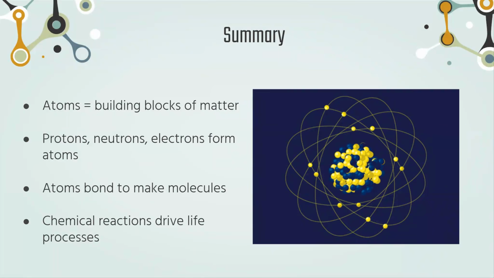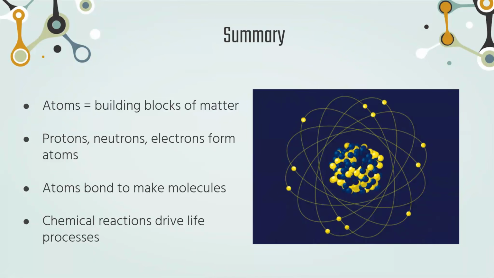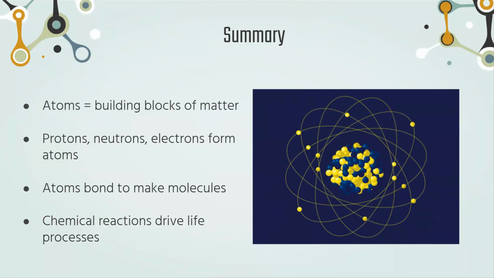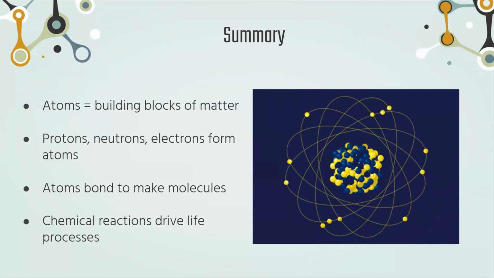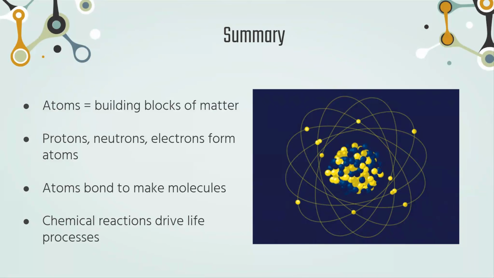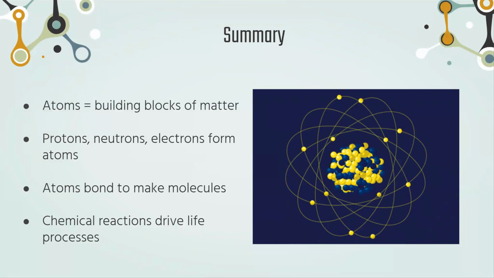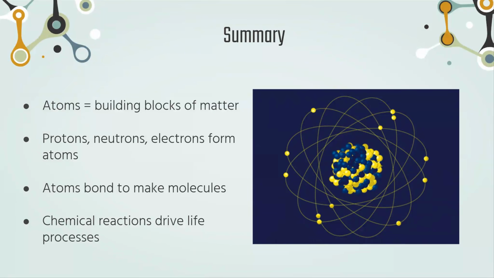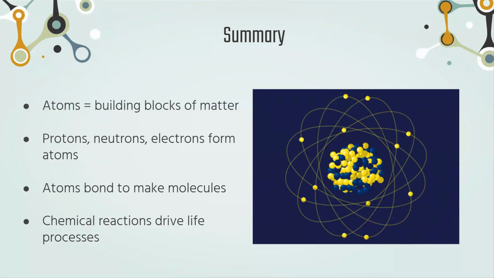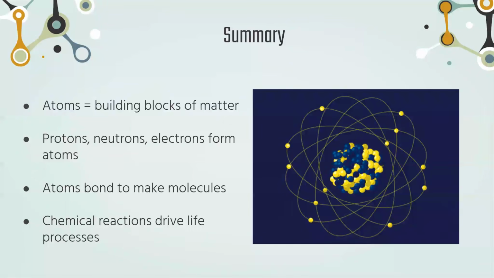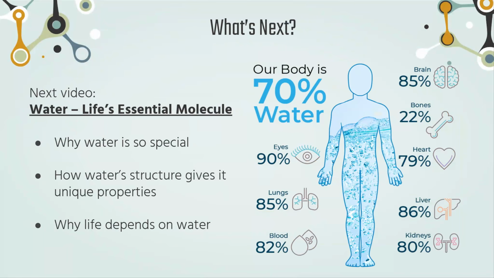In summary, atoms are the building blocks of matter. They're made up of protons, neutrons, and electrons. They bond to make different types of molecules, and there are different types of bonds. And chemical reactions drive life processes. And when chemical reactions happen, no matter is lost, no energy is even lost, but things just get rearranged and transformed. So, what's next?